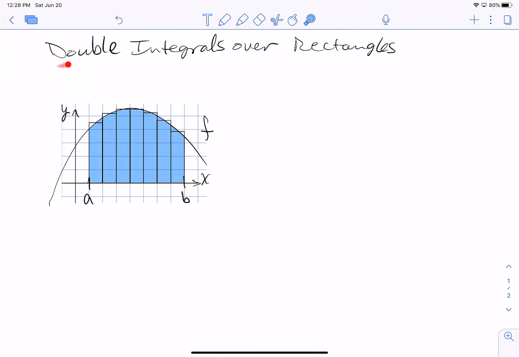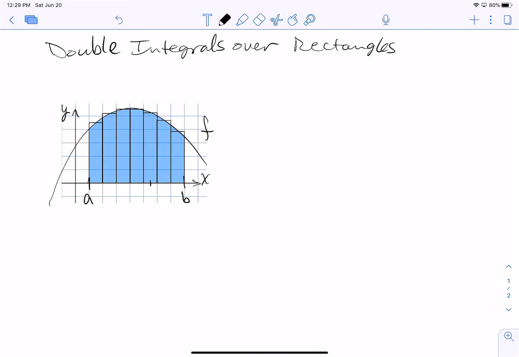Before we get into double integrals, I'd like to remind you of what you likely saw regarding single integrals. You were probably presented with the problem of finding the area under a curve f over the interval from a to b, and that area was approximated by summing up the areas of rectangles.